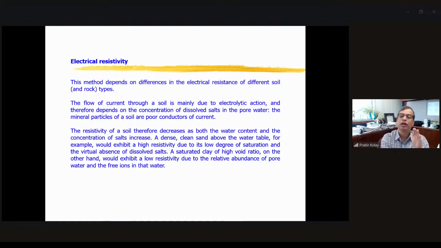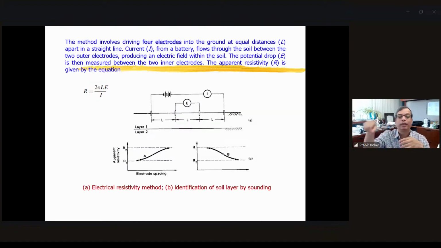Electrical resistivity can also be used to find out the different soil layers. Again, this is the four-electrode method we used. If we pass the current and measure the voltage, you can find the apparent resistivity, and from there you can easily calculate layer 1 and layer 2 and what type of soil is there. For different types of soil the resistivity is different, and standard charts give you an idea what type of soil it is. So I think that's all for sampling and the various subsurface investigation techniques.